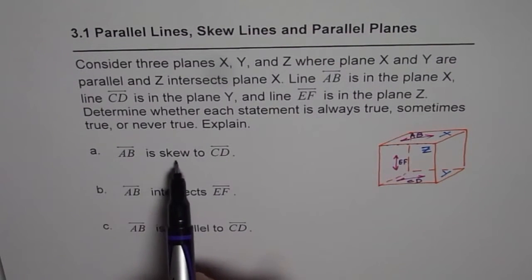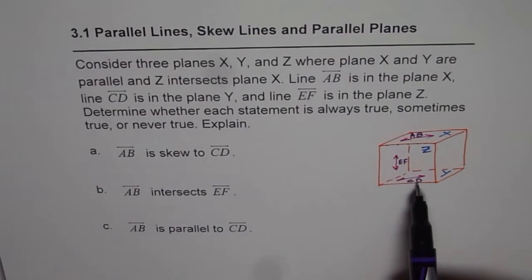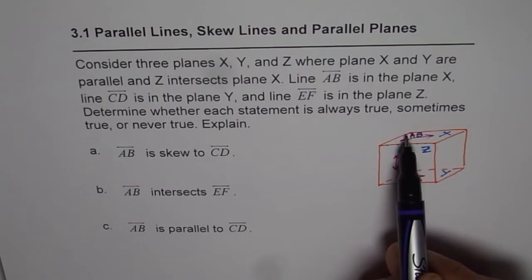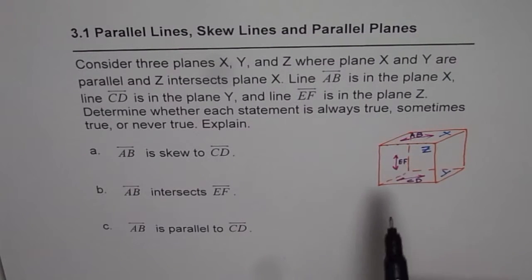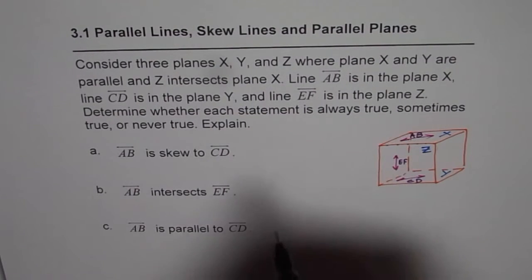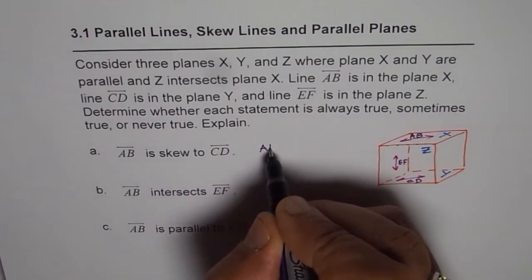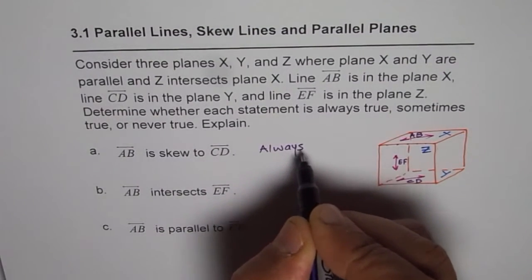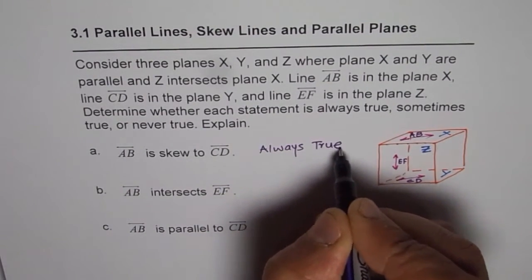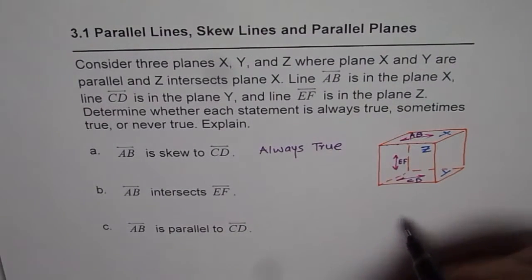AB is skew to CD since these two planes are parallel, right? So any line, AB could be any line, here, there, or anywhere, will always be skew. So this is always true, right? Since these two planes are parallel.